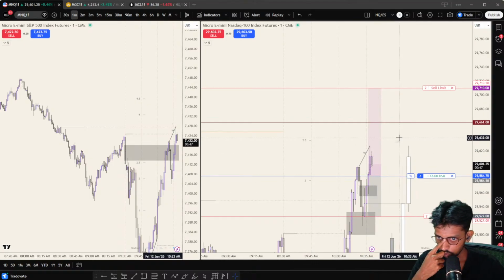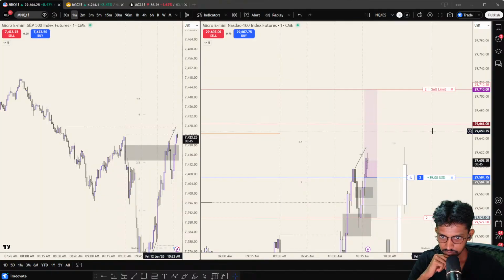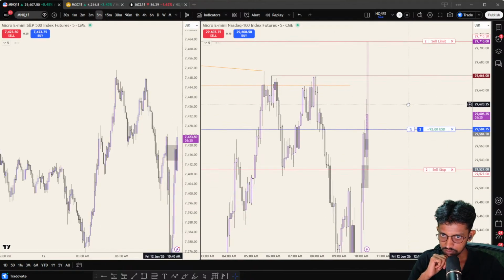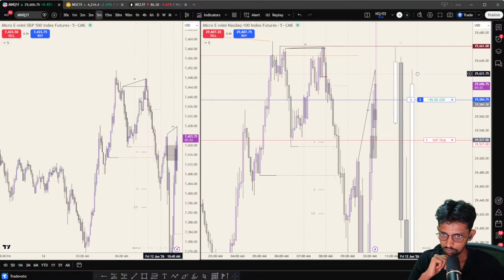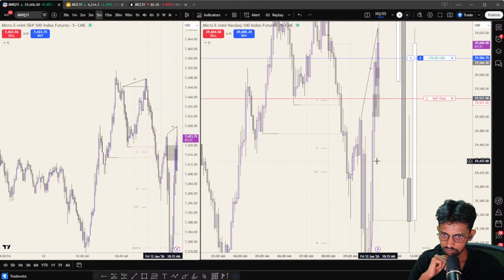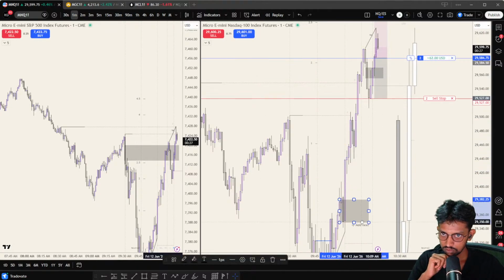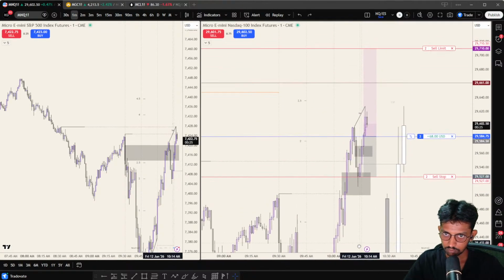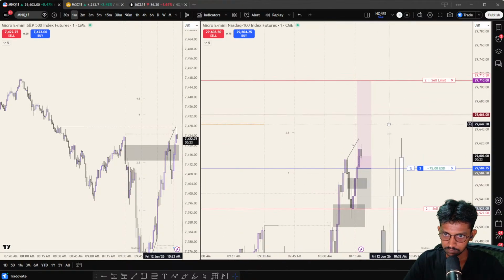Only thing is we need to get a pop up here. There's no point of it reversing back. 5 minute change in state of delivery. Where is that? I don't know, bro. Honestly, I would not have taken that, because I would definitely wait for the 10 a.m. open.